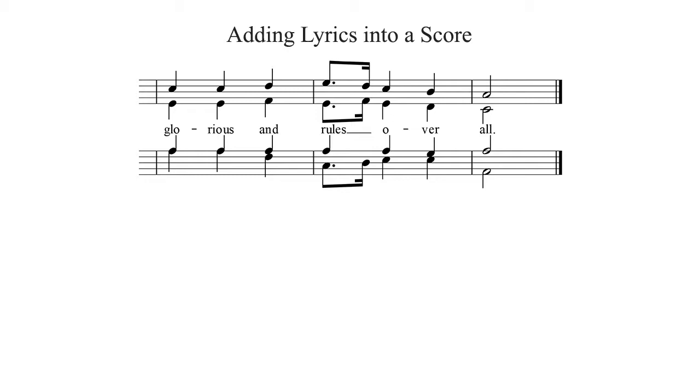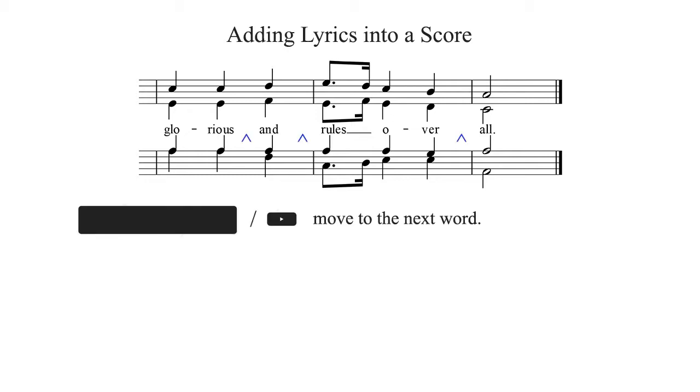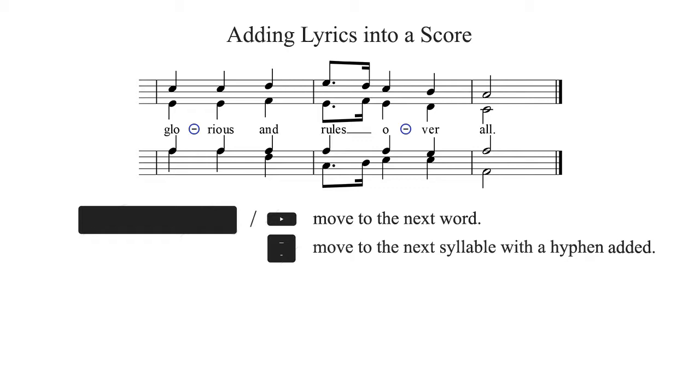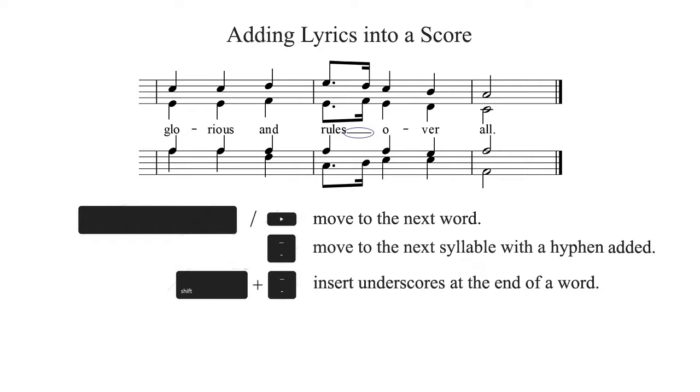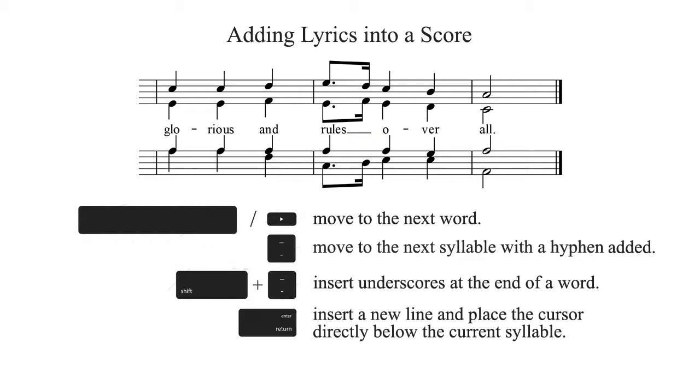As you are typing, there are 5 different keys you need to know. The first is the space bar or the right arrow to skip to the next word. The hyphen is used to skip to the next syllable of the same word with a hyphen added in between. The underscore is to add underscore lines at the end of a word. This is to indicate that the syllable you're on will continue for one or more notes. And the enter key is used to go down to the syllable directly below the one you're on.